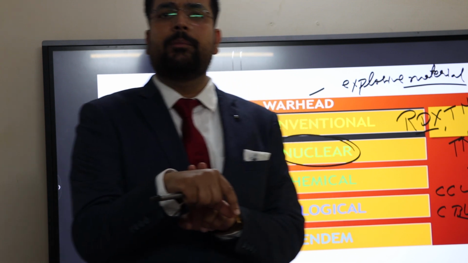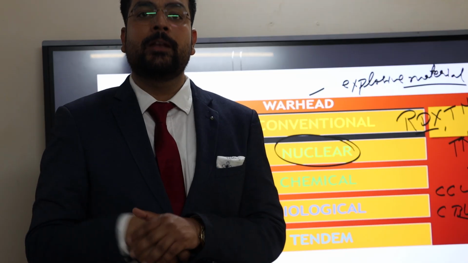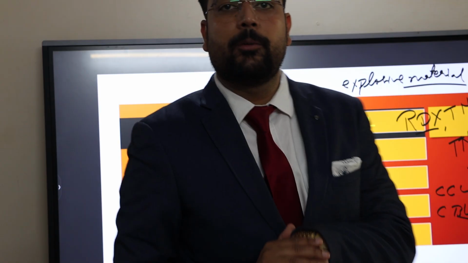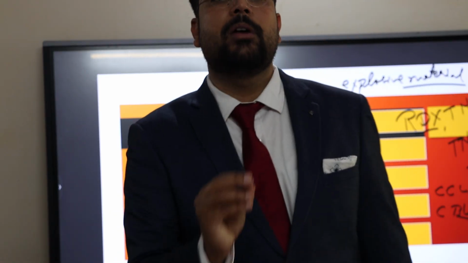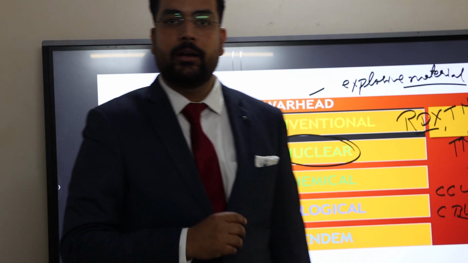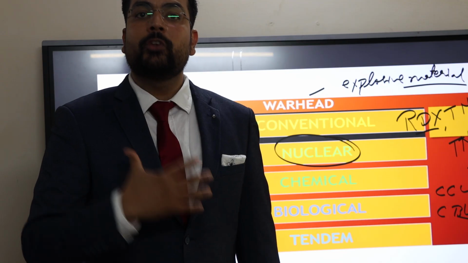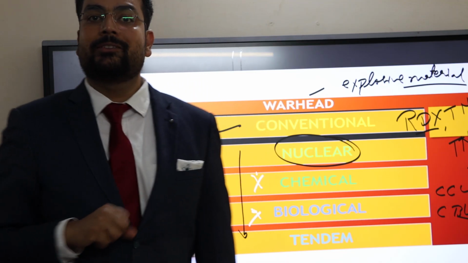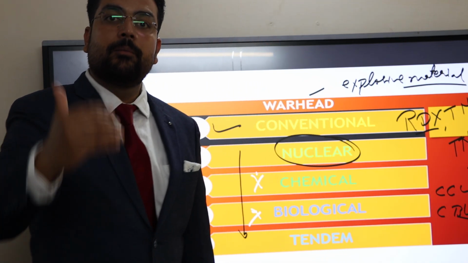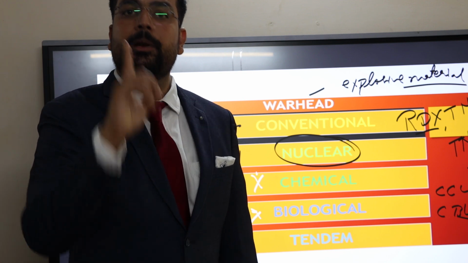Blister agents are those chemicals which directly come in contact with the skin of a person and create irritation, or we can say burn the skin of a person. Such chemical weapons are known as blister agents. The second category is pulmonary agents. Pulmonary agents are those that directly hit the pulmonary system, or we can say the respiratory system of the human body.